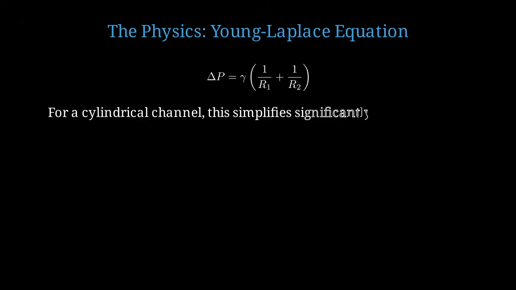For a liquid advancing in a cylindrical microchannel, we can simplify this. If the channel has a circular cross-section with radius r, one radius of curvature is r, and if we assume the meniscus is hemispherical, we can write a simpler form. Delta P equals 2 gamma cosine theta divided by r. This is the capillary pressure. Theta is the contact angle between the liquid and the channel wall.